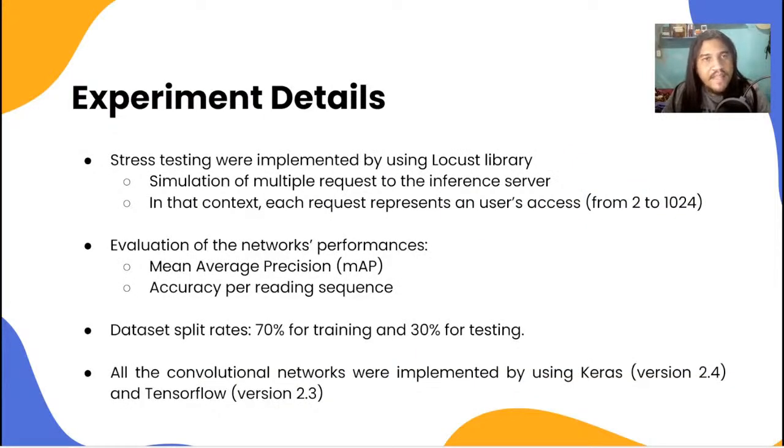In the experiments, stress testing was implemented using the Locust library, a simulation of multiple requests to the inference server was performed. In that context, each request represents a user access, from 2 users to 1024 users. For evaluation of the network performances, we use mean average precision, mAP, and accuracy per reading sequences. The split rates of the dataset were 70% for training and 30% for testing. All the convolutional networks were implemented using Keras and TensorFlow.